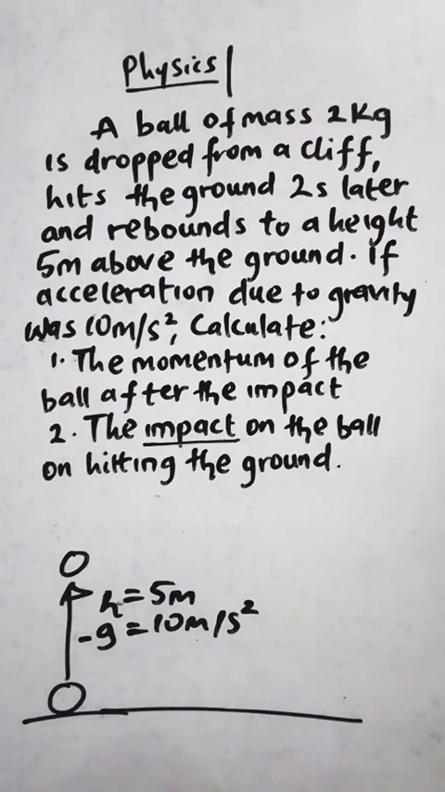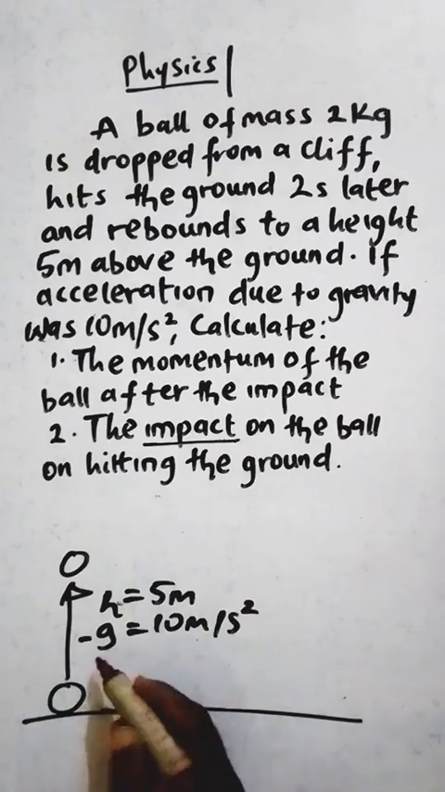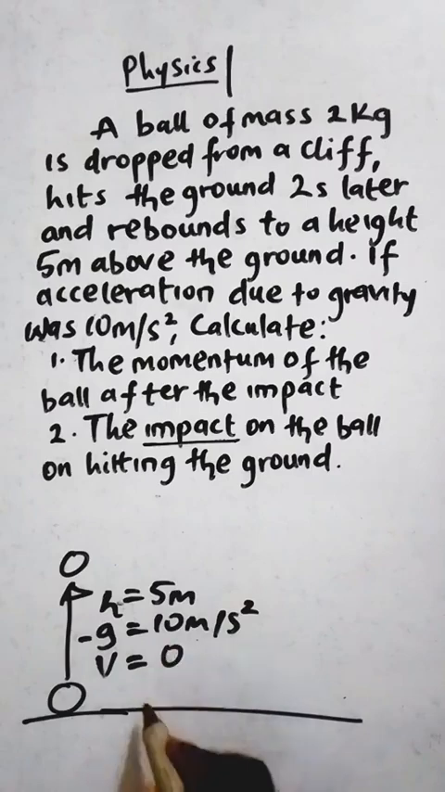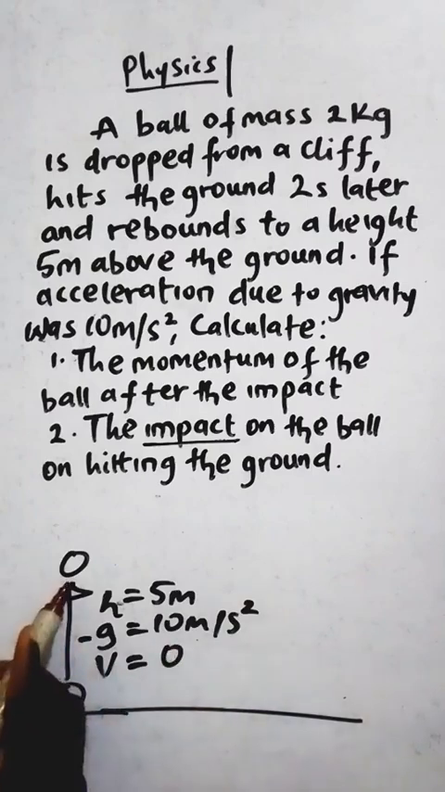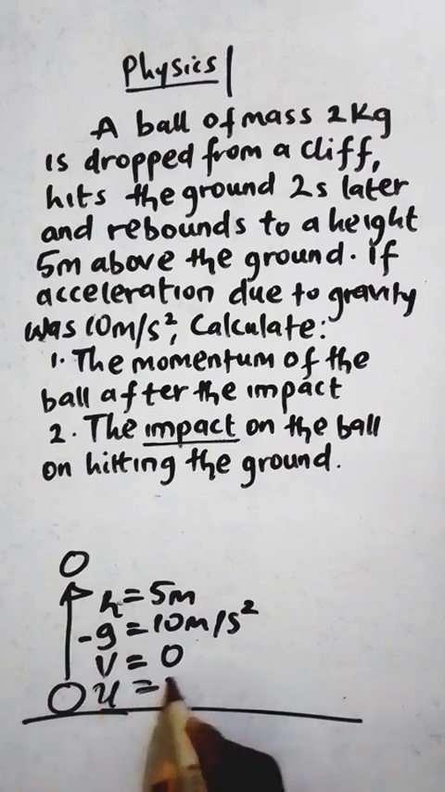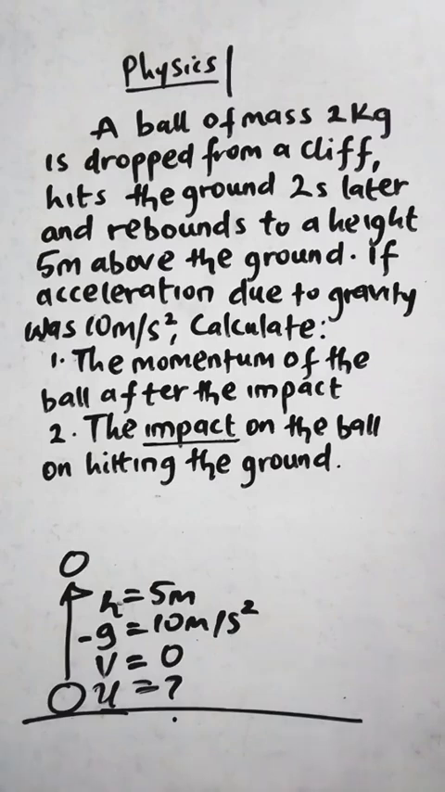The next thing, what else are we given? Of course, we know that when the ball rises up, the final velocity is going to be 0, because it comes momentarily to rest at the top. Then it's rising with an initial velocity which is not 0. So anytime an object is rising up from the ground, it has an initial velocity. Then at the top, that's when the velocity becomes 0.